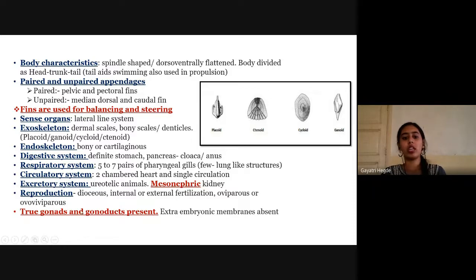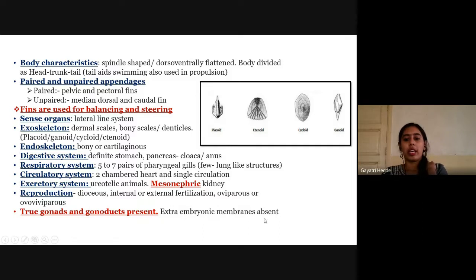So that is called as ovoviviparity. And if it is external fertilization, which is very common, then that is called as oviparity. They are oviparous. Okay. Now, true gonads and gonoducts are present. If you see the reproductive system of the fishes, you will find two true gonads and gonoducts. Gonoducts matlab ducts, pipe-like structure which carries the gametes.